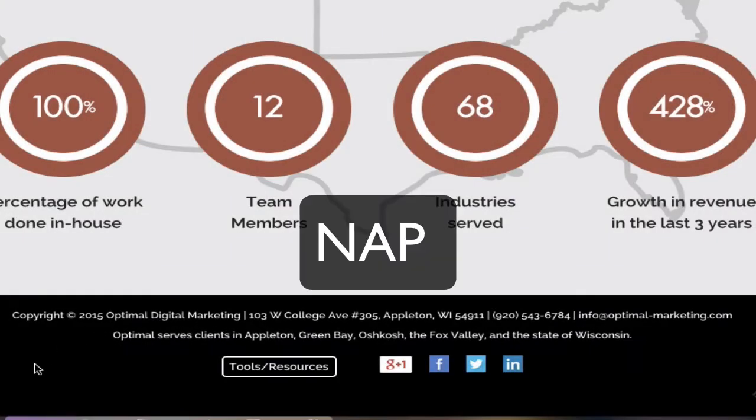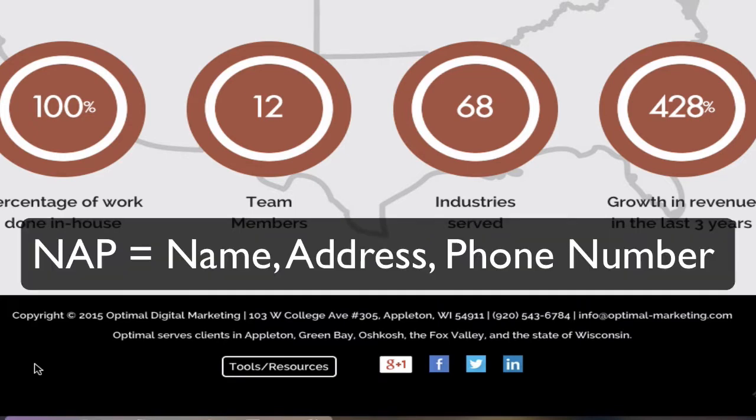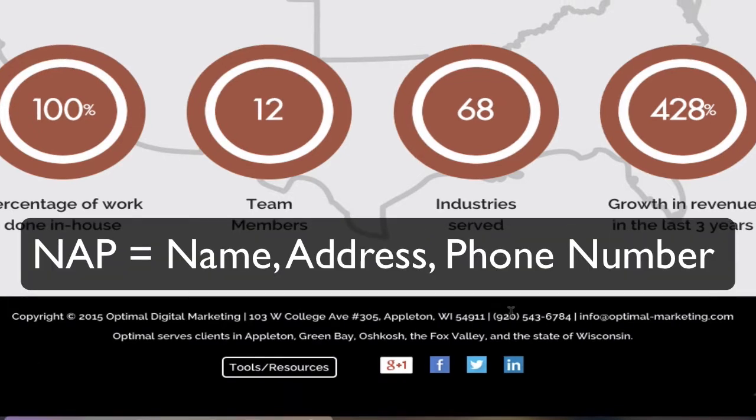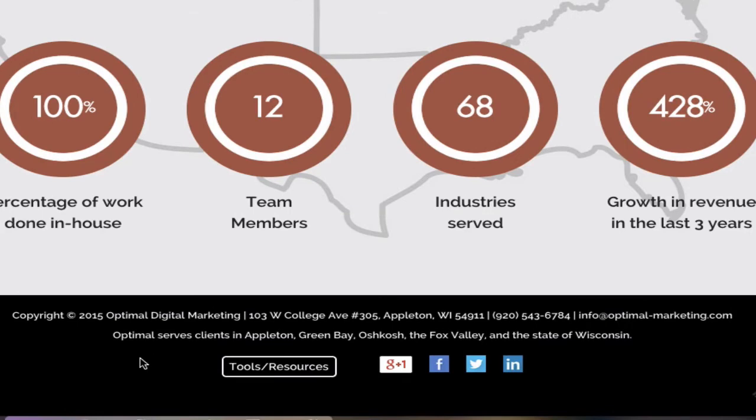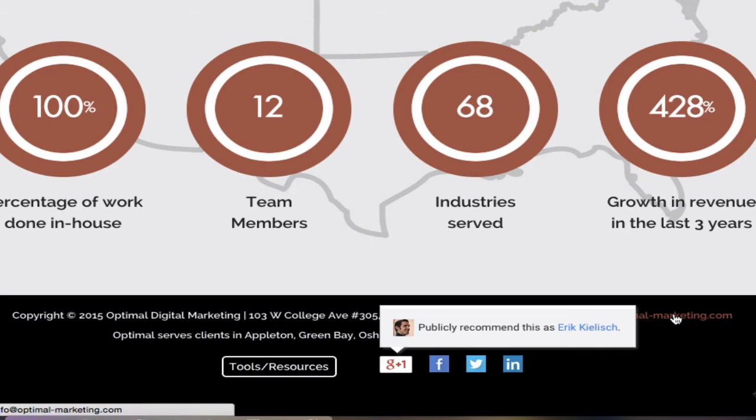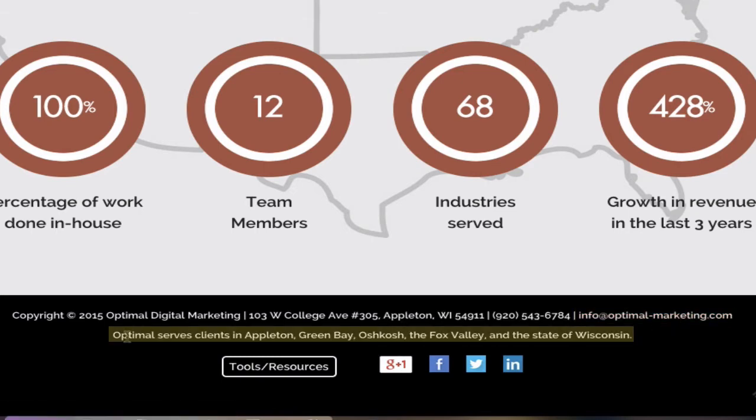This is called your NAP, or name, address, phone number. To help your site show for local searches, it is very important that you add these to your footer. You want to make sure you include your company name, your address, your phone number, your Google +1 button, your email address, and your service area.